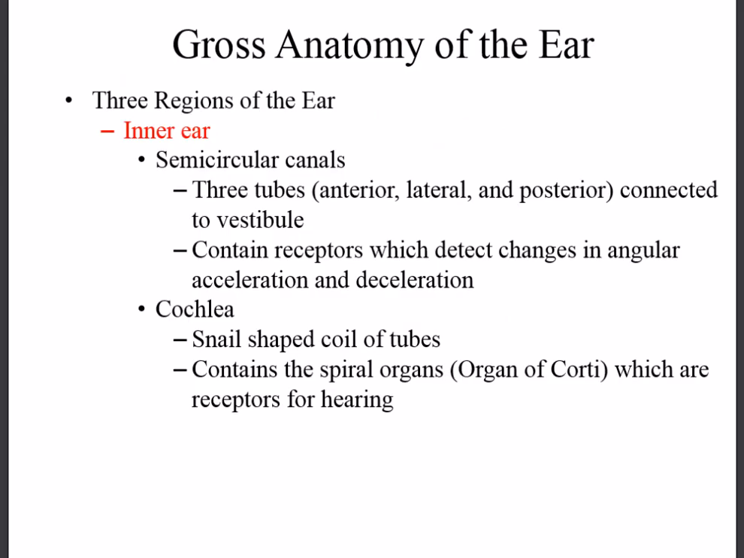And the cochlea, like I said, is a snail-shaped coil of tubes. There it has specialized nerve endings for hearing called the spiral organs, what we used to call the organ of Corti. These are the receptors for hearing, and they ultimately will connect to the 8th cranial nerve, which sends the information to the brain to interpret what we're hearing.